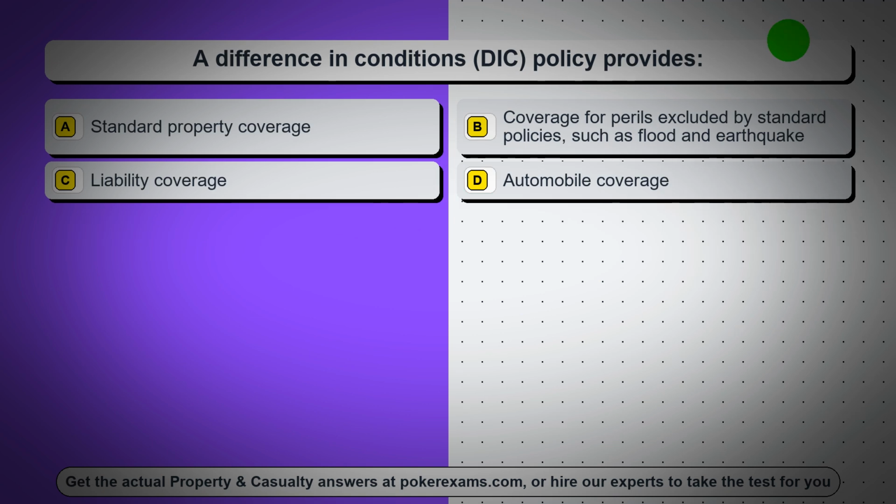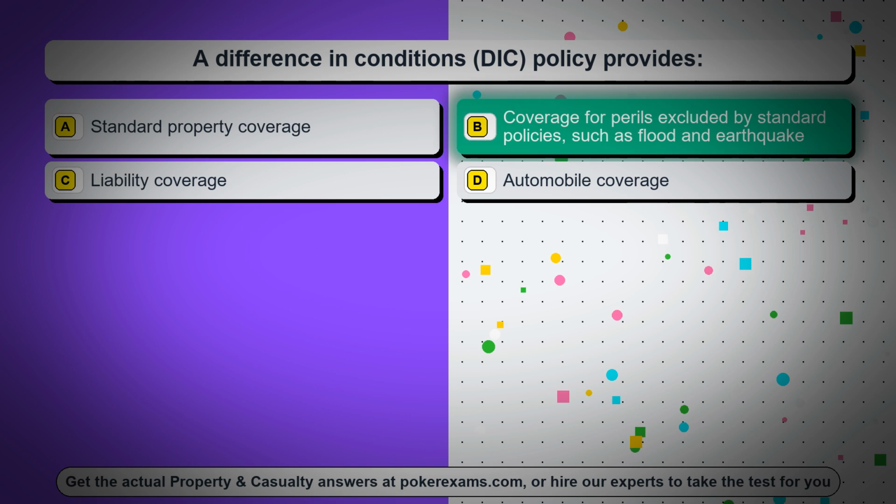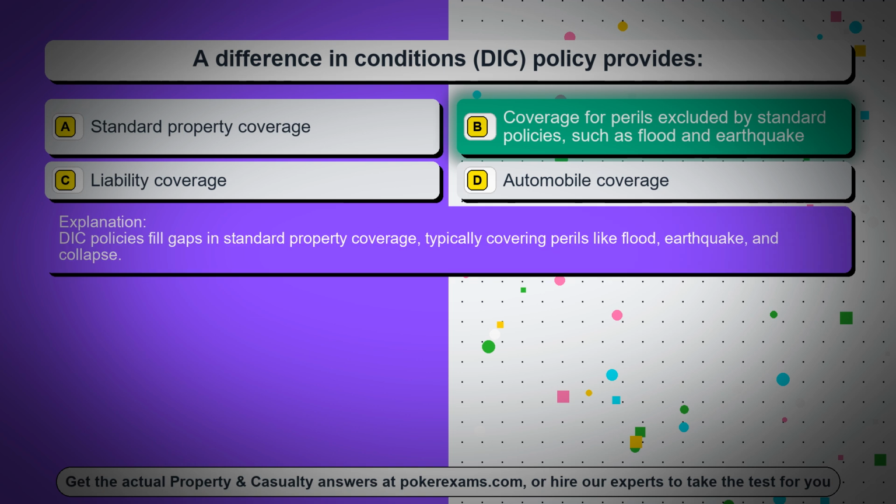Question 46. A difference in conditions, DIC, policy provides. Option A, standard property coverage. Option B, coverage for perils excluded by standard policies, such as flood and earthquake. Option C, liability coverage. Option D, automobile coverage. The correct answer is option B, coverage for perils excluded by standard policies, such as flood and earthquake. DIC policies fill gaps in standard property coverage, typically covering perils like flood, earthquake, and collapse.